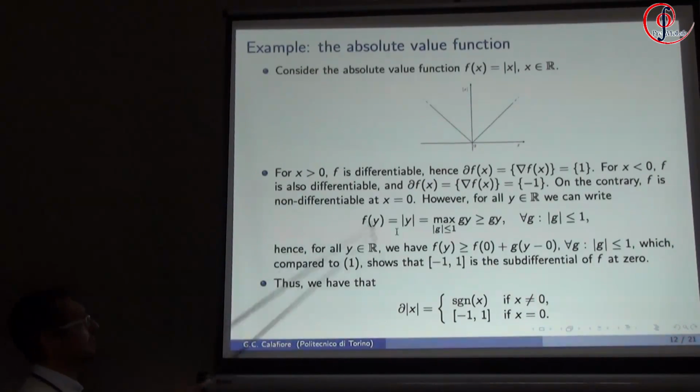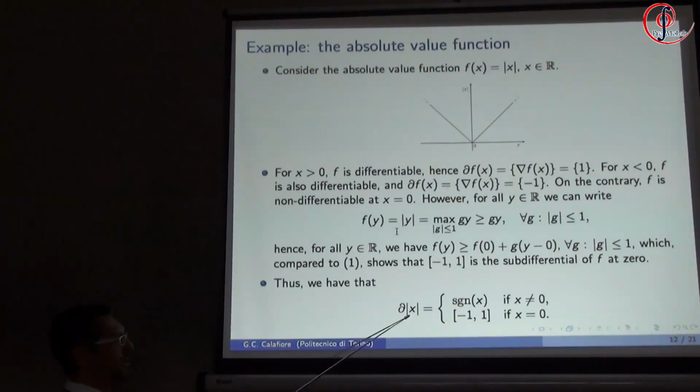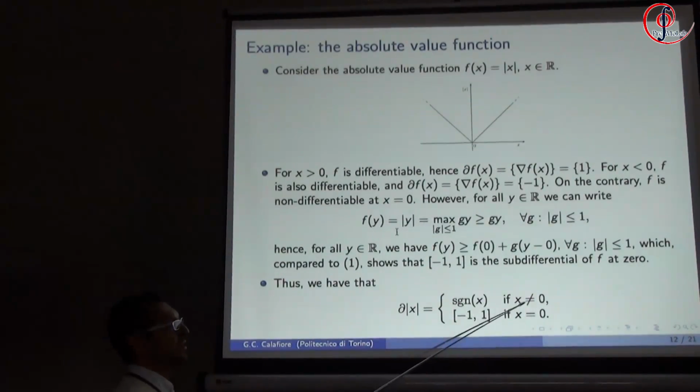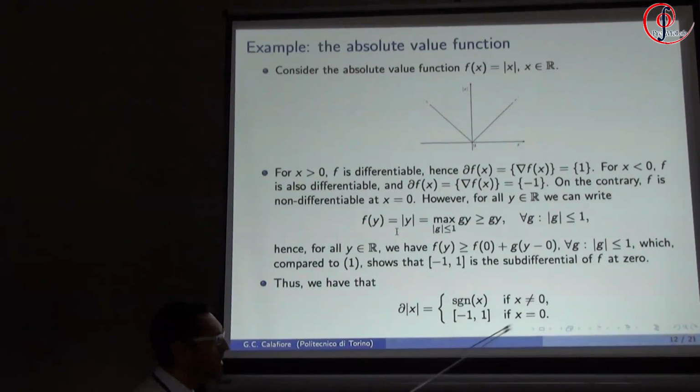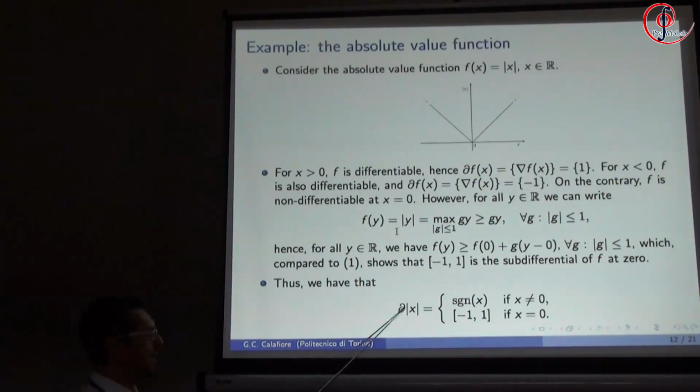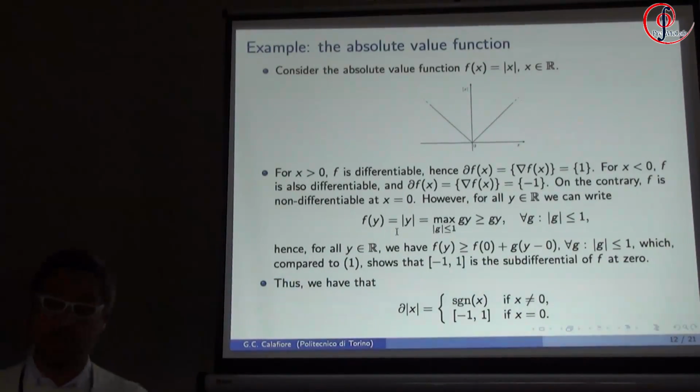And it turns out that these are all the possible subgradients, and therefore the subdifferential of the absolute value function is this. It's just the sign of x if x is different from 0, and it is the whole interval [-1, 1] if you are at 0. You see, this is just the gradient when the function is differentiable, and this is a set, the subdifferential, when the function is not differentiable.